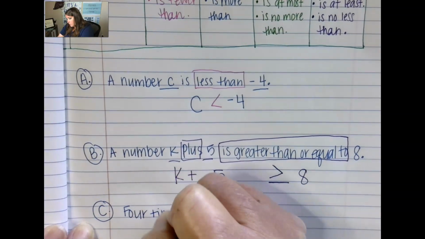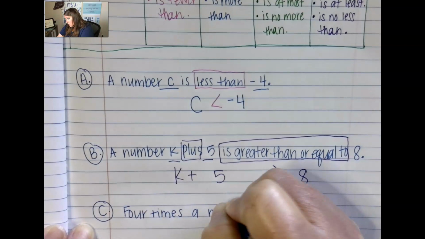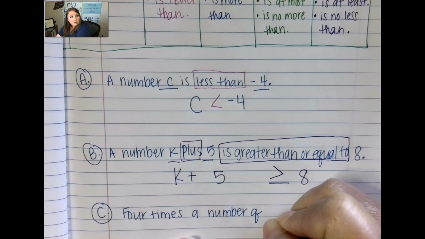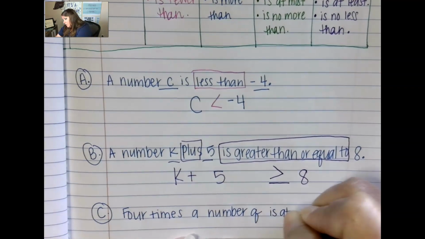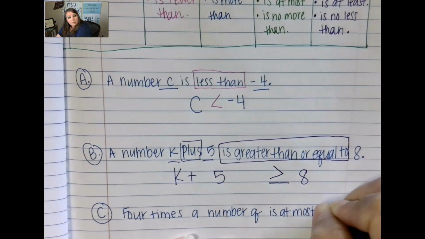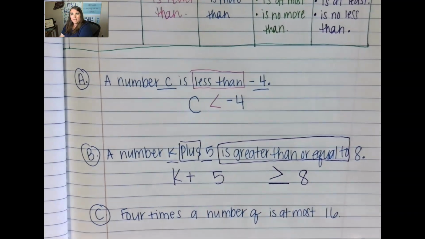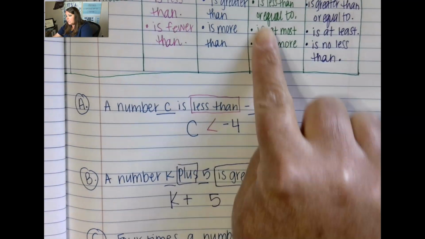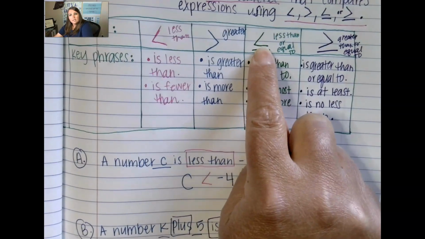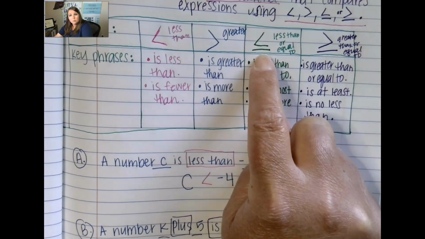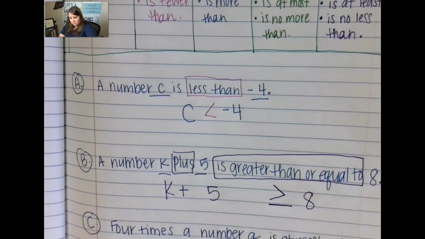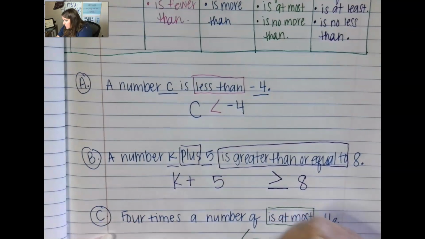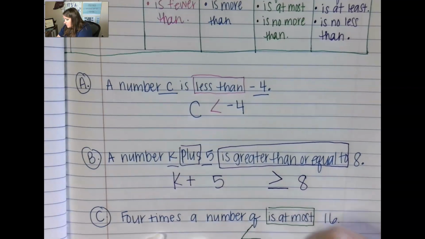4 times a number Q is at most 16. Okay, so let's check out our clue word here. And our clue word is at most, and I see it right up here. So that means we're going to use the less than or equal to sign. So the less than symbol with the line underneath it, that's what this tells us. At most 16. So less than or equal to 16.